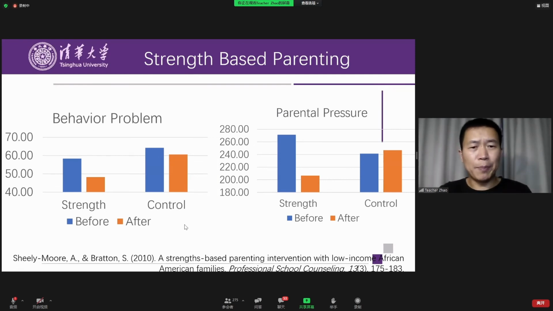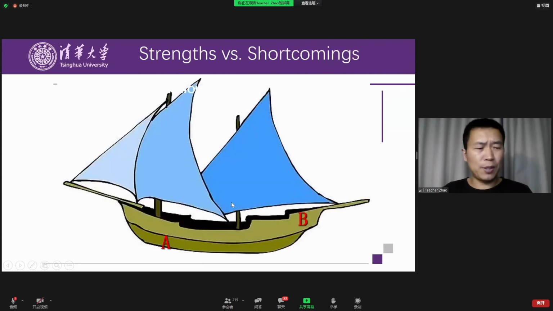As we can see, the behavior problems are much less for strength-based parenting, and the parental pressure is much less too, but there's not much difference in the control group. So that's why strengths matter. But of course, we have to again emphasize that that doesn't mean we don't have to take care of shortcomings.